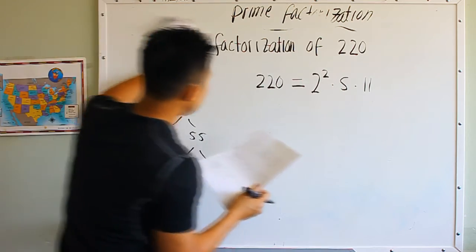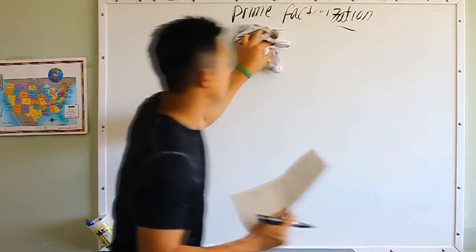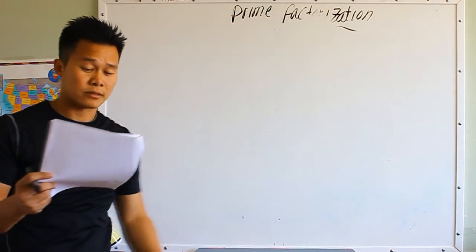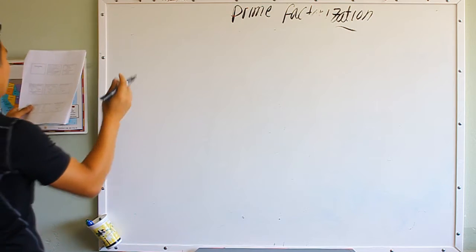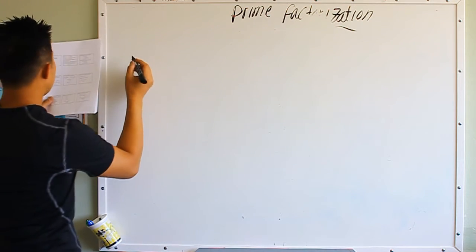Alright. Now, finding prime factorization is pretty important because that's going to lead us into the greatest common factor. Okay, so let me first give you the definition of the greatest common factor, and then we're going to go ahead and we're going to find it.